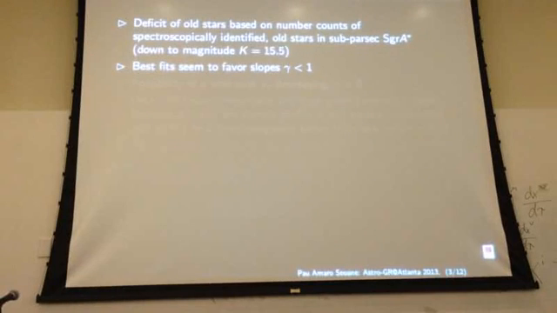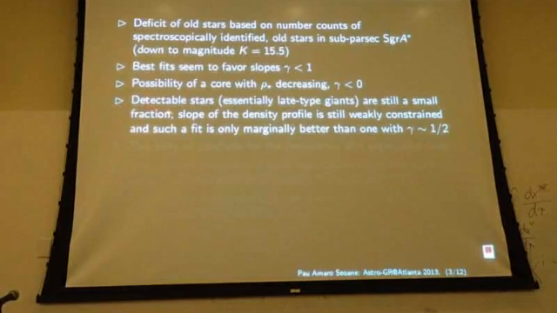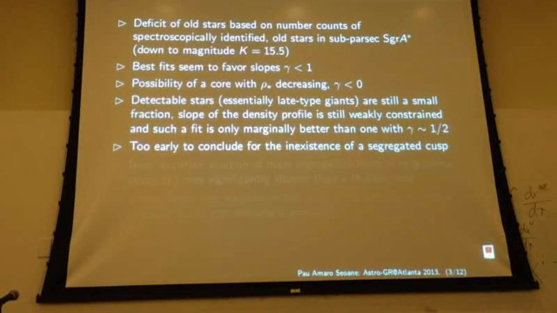Now, the best fits seem to be power-law slopes with a gamma less than 1, and there is even the possibility of a core with a density decreasing, so that we're really talking about a hole in the stellar distribution, which is kind of strange because we don't expect this from a theoretical point of view. Again, let me point out that we're talking about detectable stars, which are essentially late-type giants, and these are a very small fraction of the stellar population that we might expect to be in there. So maybe it is too early to conclude the existence of a segregated cusp, but nevertheless, this is what we are seeing right now at our galactic center.